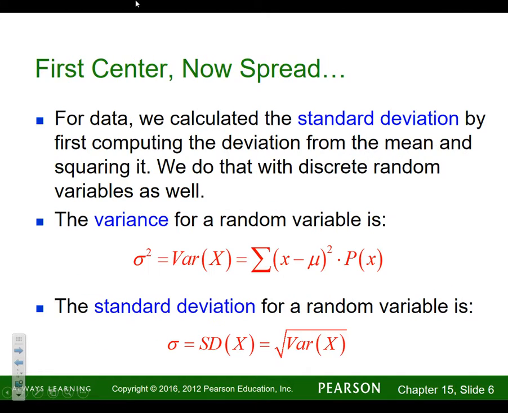Can I continue? Okay. Next formula they're going to give you is variance. It looks like this. It's the sum of those differences from the mean, squared, times the probabilities of those. And then, of course, to get to standard deviation, you have to take the square root of that.